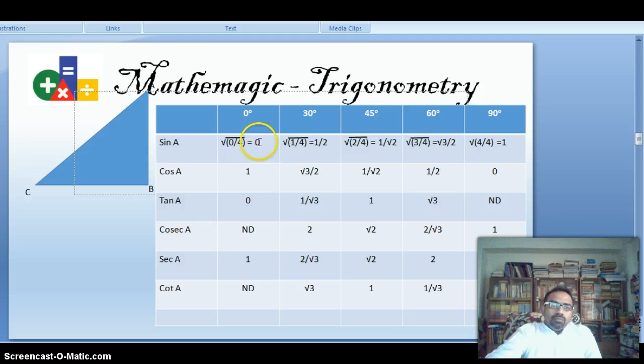Similarly, cosecant is 1 by sine. So these values you can easily figure out after that. Secant is 1 by cos. So 1 by 1 is 1. 1 by root 3 by 2 is 2 by root 3. And 1 by root 2 is root 2. And so on. And cot theta is 1 by tan of that particular angle. So you could easily find that out.